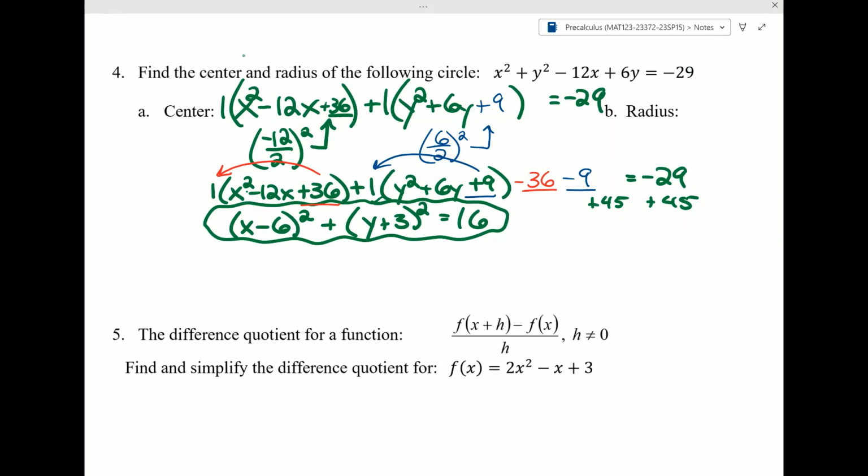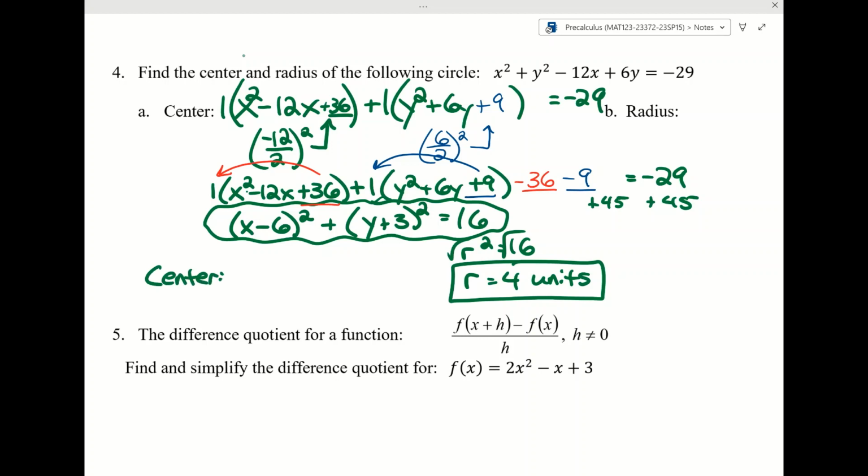This last number is the radius squared. So just the regular radius would be 4 if you take the square root. We're going to say the radius is 4 units. And then as far as the actual center, when we talked about writing that, we said you take the opposite of what's inside the parentheses. So it's going to be 6 comma negative 3. That's going to be our center.